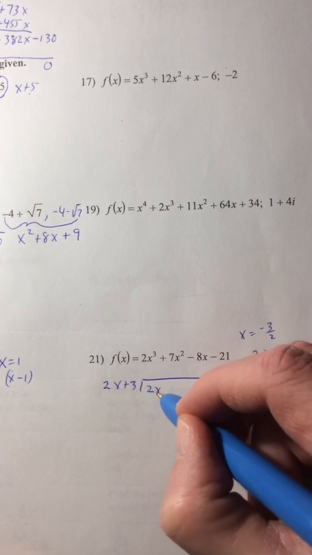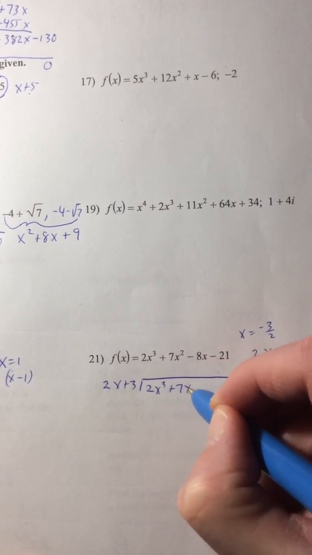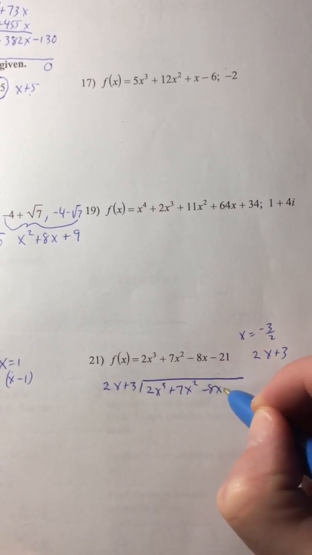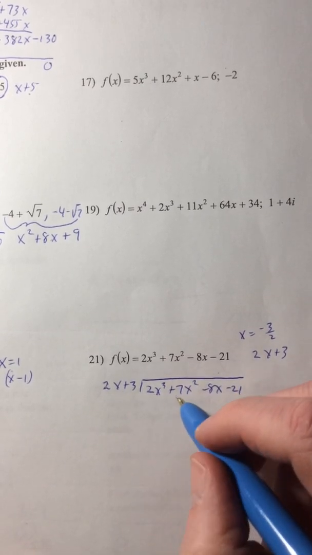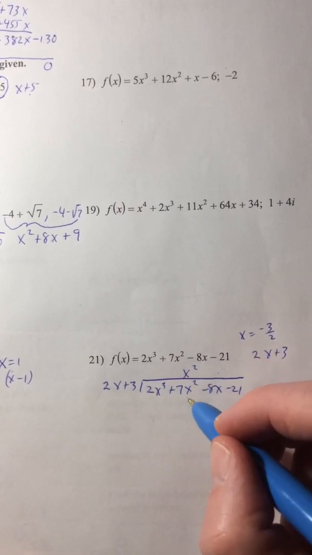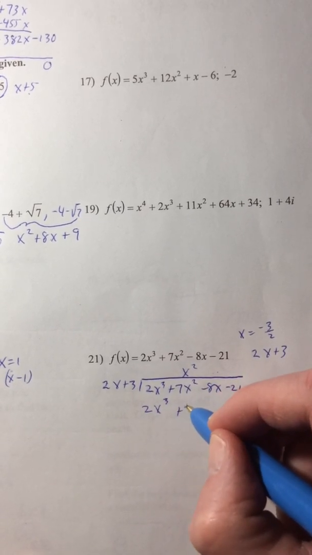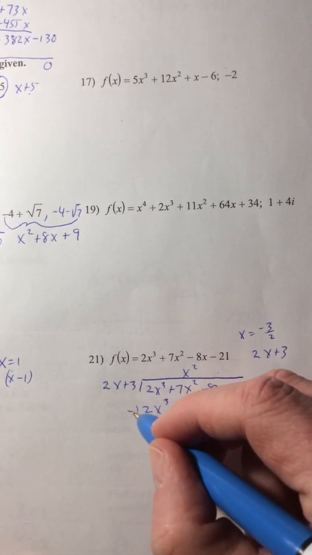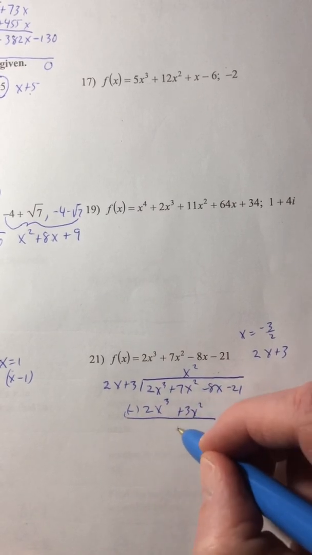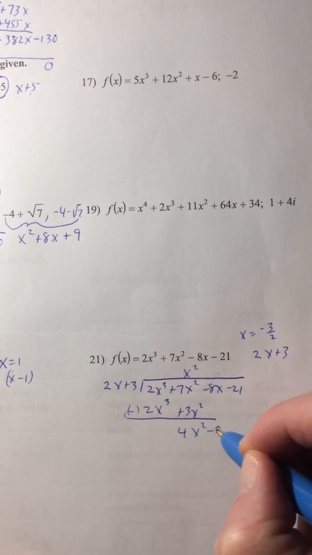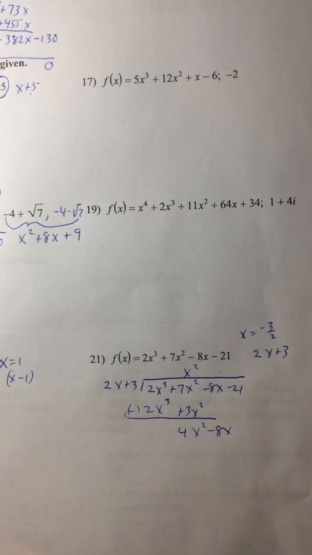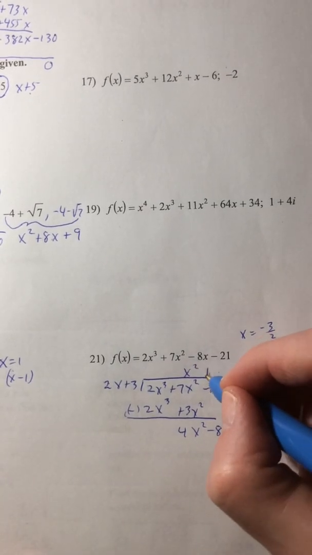So we got 2x cubed plus 7x squared minus 8x minus 21. And we got x squared right here. That's a good sign. So 2x cubed plus 3x squared, and we're subtracting. And we get 4x squared minus 8x. And we need a 2x here, plus 2x.